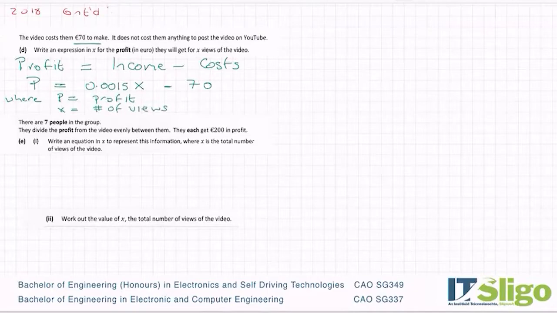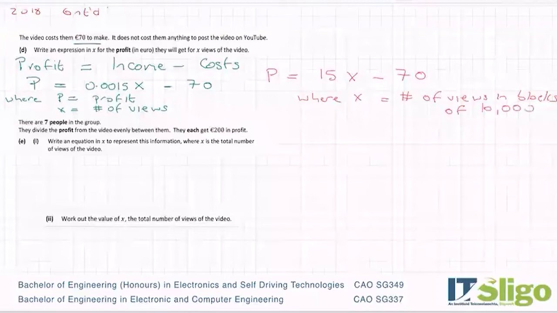Okay, you could also have written it as something like P is equal to 15X minus 70. But the bit that's different here, you would have to say where X is equal to number of views in blocks of 10,000. Okay, and that's the importance of writing down what your letters mean.